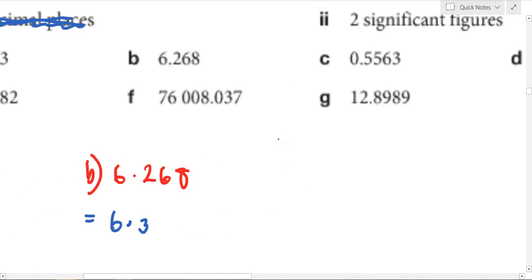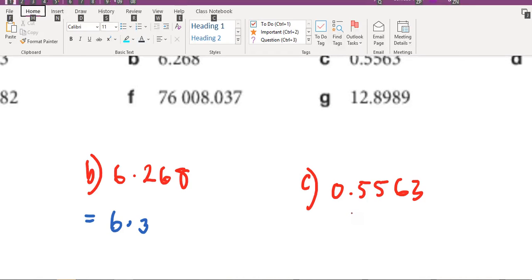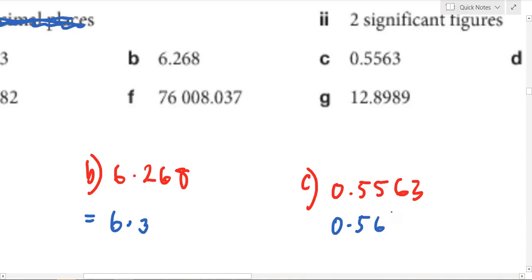Okay, let's look at this one. Hakton, I'm going to ask you for this one, for C, 0.5563. What are the 2 important numbers that you can use to represent this? 0.5. And? Actually 0 is not significant, remember that. 5. Good, 5. But what happens to this 5? It rounds up. 0.6. Good, so it becomes 0.56. There's 2 important numbers to represent this.